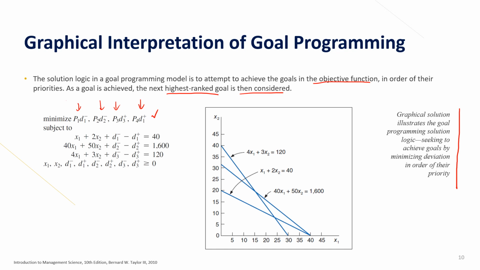So first you need to plot, if you want to use the graphical illustration, all the lines related to these constraints. Okay, so you will have 3 lines. The first line is this one to represent the materials used. This one is for the labor hours, and this one is for the profit.